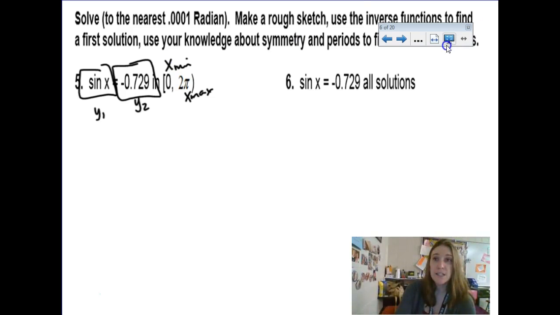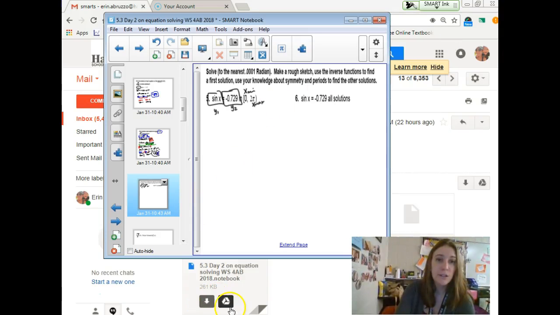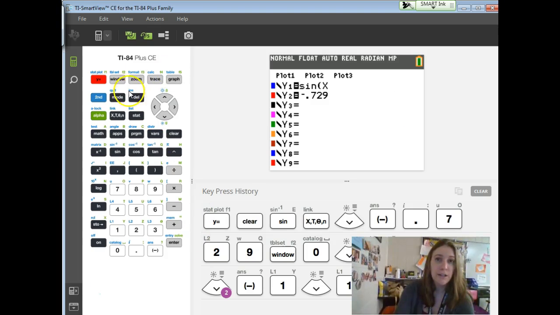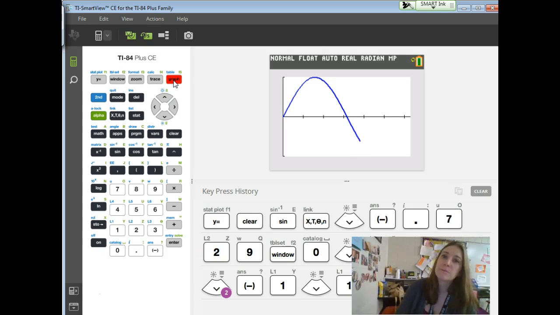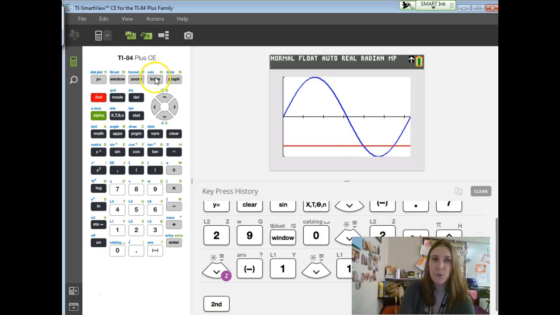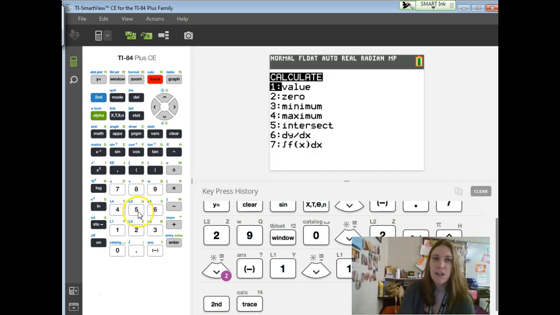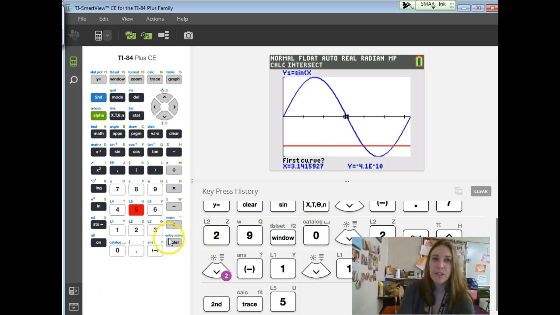I already did, so let's take a look here. Make sure you're in radian mode before you graph. I set my range, I think, -1 to 1, and I can see that these functions are intersecting in two places. So we're going to find the intersection point by using our calc menu and choosing the intersect feature. Then when you enter, enter, enter, it's going to default to the closest intersection point.